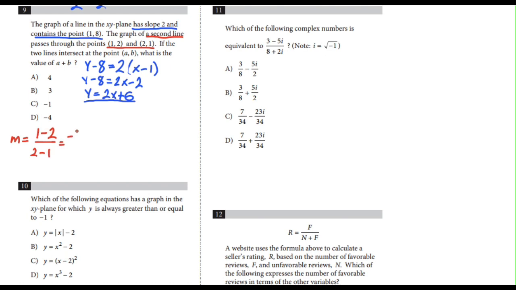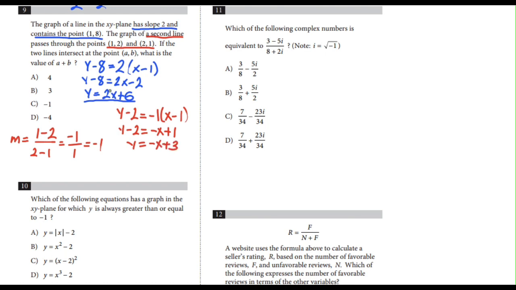1 minus 2 is going to be negative 1, 2 minus 1 is positive 1, and this turns out to be negative 1. We can use either point, but we're going to plug it into the same equation. Y minus 2 equals our slope, negative 1, times x minus 1. We can distribute the negative 1. We'll get y minus 2 equals negative x plus 1. Then we can add 2 on both sides, and we'll get that y equals negative x plus 3.